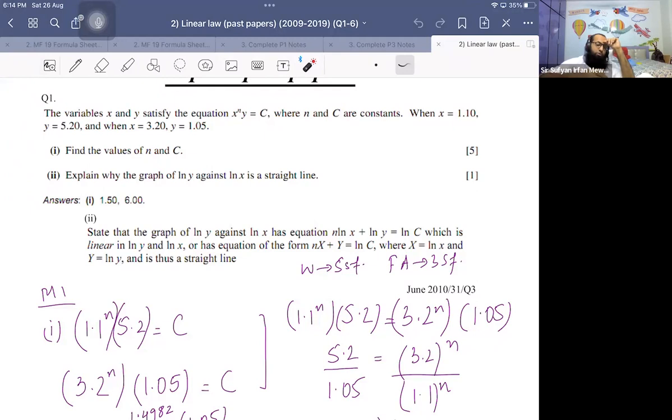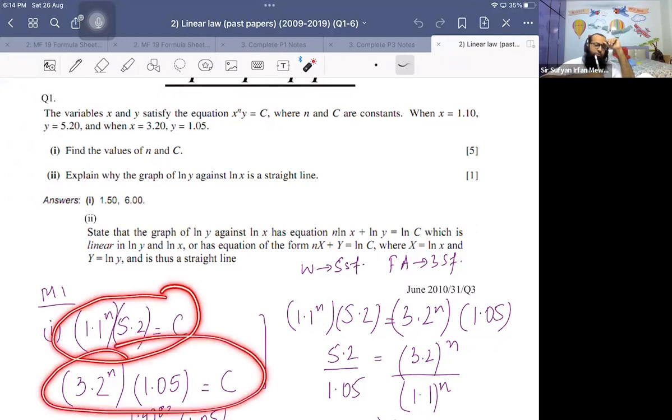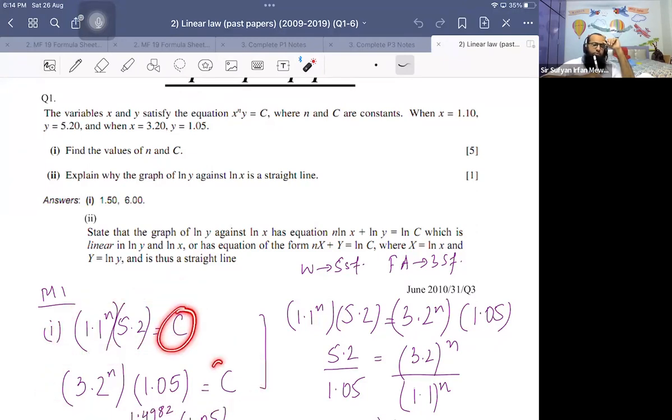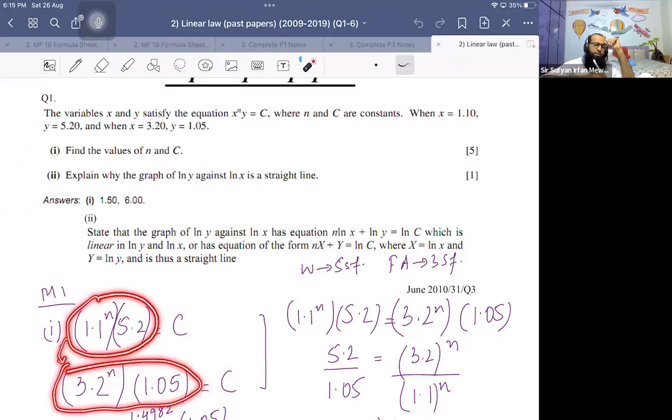Okay, now how to solve them simultaneously? Now we know that this is also c and this is also c. So equating them, c is the subject in both the equations. So we'll simply be equating this with this. Let's equate both of these.